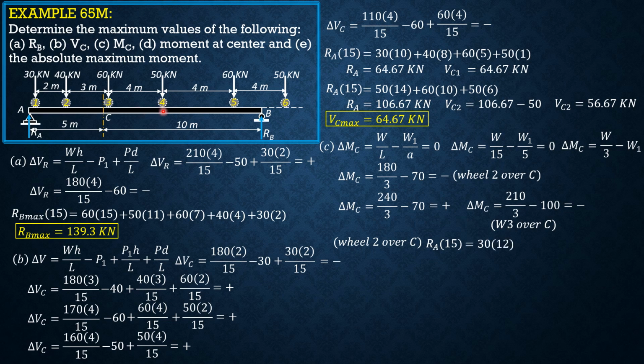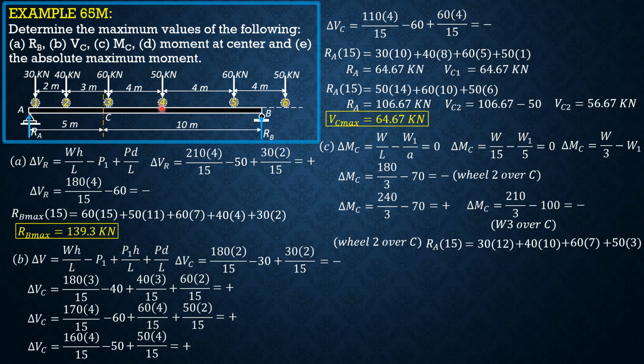Then let's also consider load 4. And we will no longer consider load 5 and load 6, because they will satisfy definitely but give lesser moment. I already checked that, so load 2 over C. So let's just compare these two, because this is already the heaviest load over C.